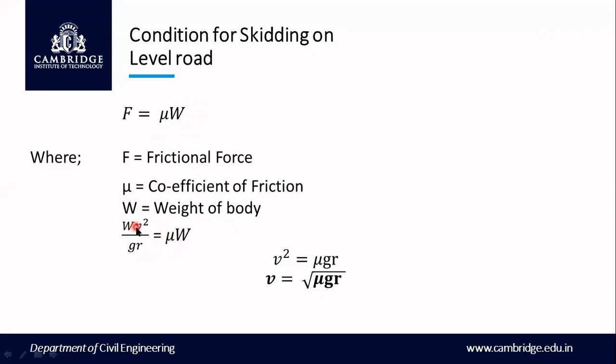So from here, if I want to calculate the vehicle speed on that road, the condition for skidding on level road, then v square is equal to mu into gr, since W gets cancelled anyhow. So v is equal to root of mu into gr. This is the condition for skidding on level road, where mu is the coefficient of friction, g is acceleration due to gravity, and r is the radius of curvature. Okay, moving on to the next condition.